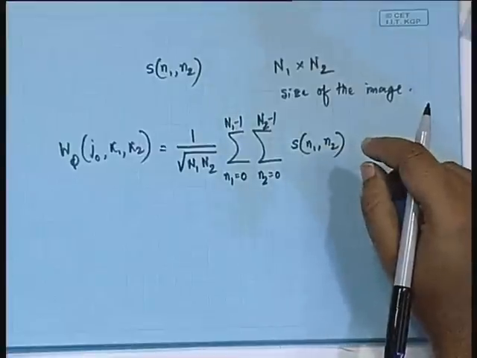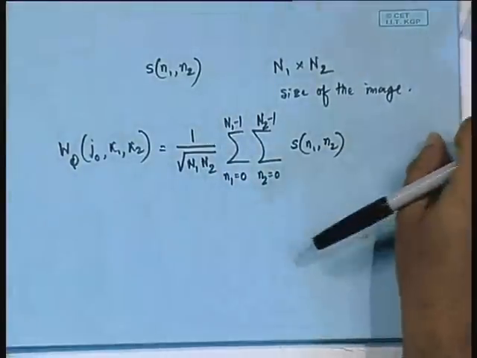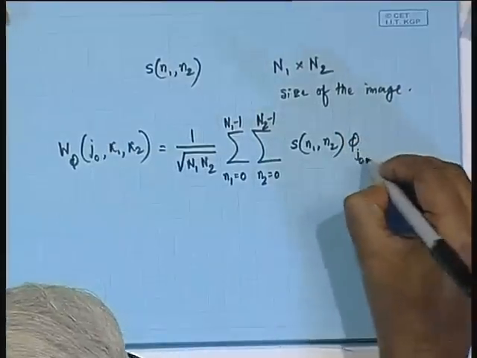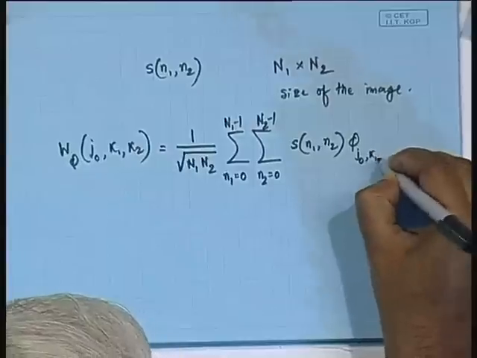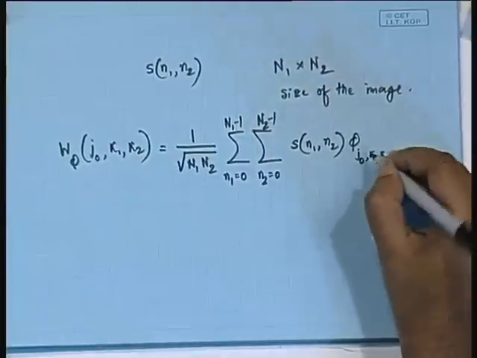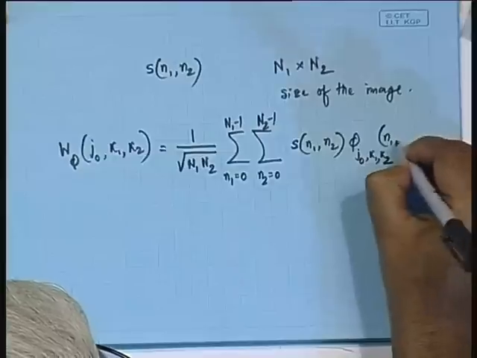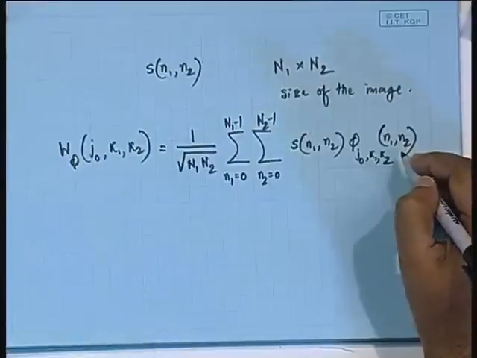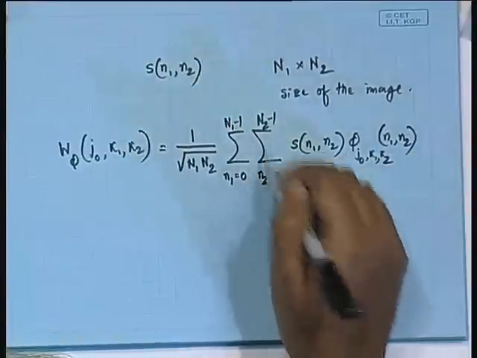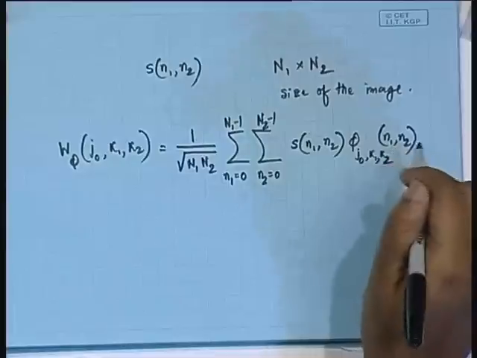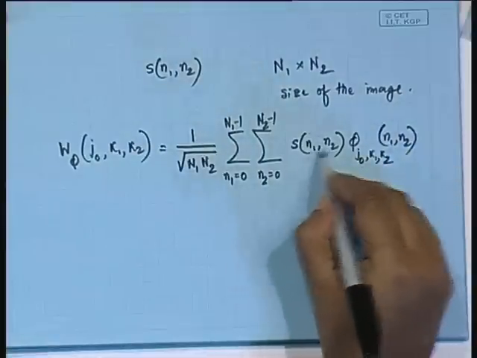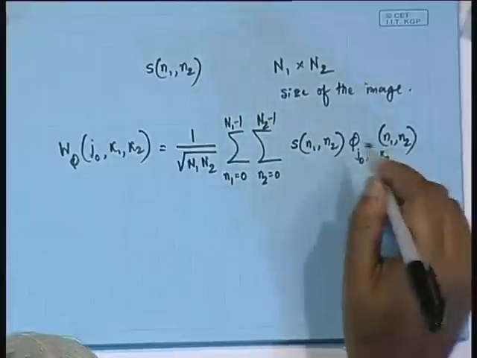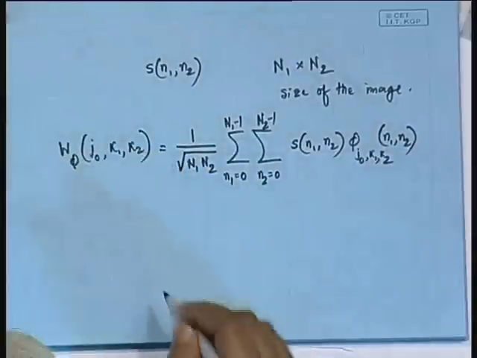Okay, this is S N1 N2, and then we have to multiply this S N1 N2 by phi J0 K1 K2. Okay, this will be the filter, and this filter will be applicable on N1 N2 at the position N1 N2. Because N1 and N2 are varying over here, this will be applied at the different positions, because at every point of the image we have to apply the corresponding filter, and the product of this is then added up, that gives us the W phi.